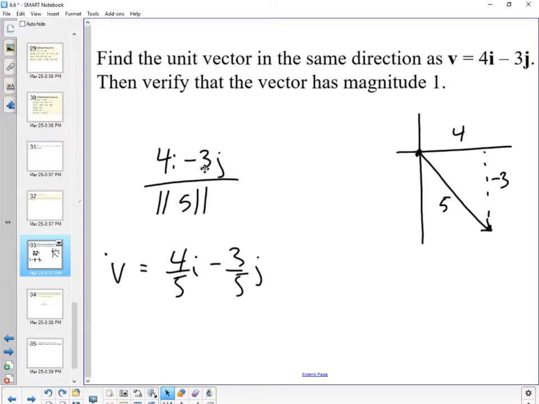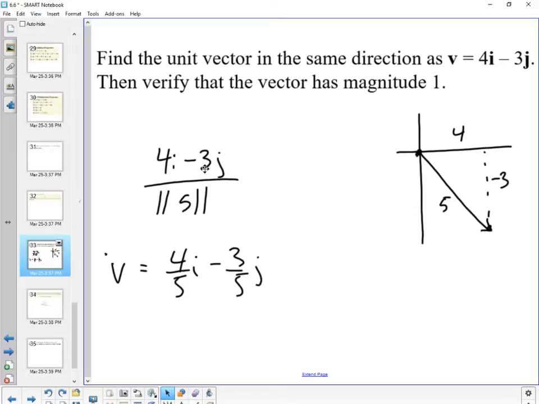Basically, all you're doing is finding the magnitude. These are the directions to my endpoint, correct? To find the magnitude, I'm going to find the distance of the hypotenuse. 4 squared plus 3 squared is going to give me 25. Take the square root of that, you get 5. That's the magnitude. So I'm dividing my vector by the magnitude, which is just 5. The top is the vector, in that ij form. So 4 over 5, and then negative 3 over 5.